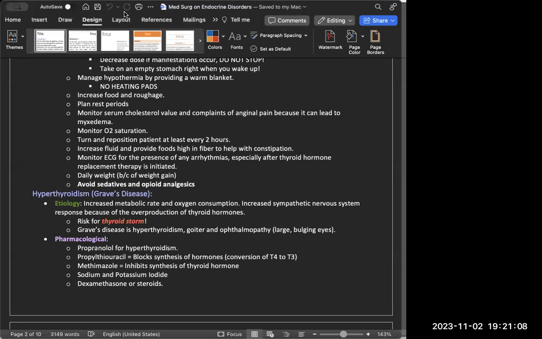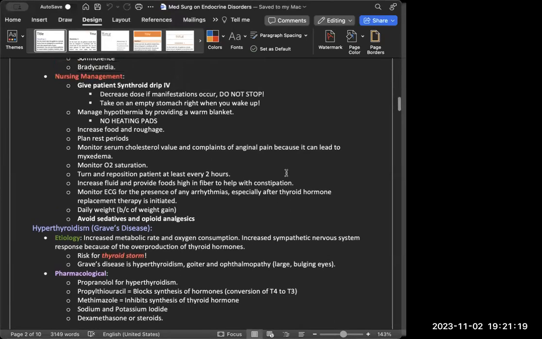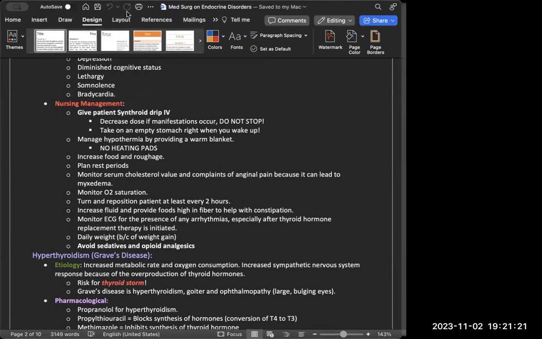And because this is a disease or an illness that affects weights, we always want to take daily weights for these patients. So that is why with these patients, we want to look at weights. There's a lot of nursing management, and it's going to come back in your med-surg class when you do endocrine, but it's good to get this information in your head now.